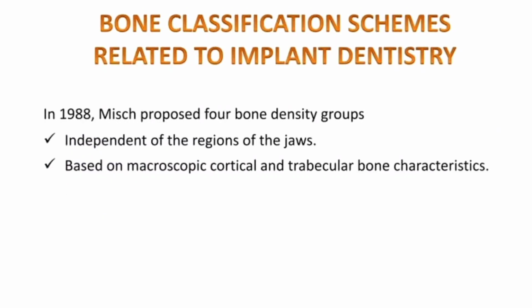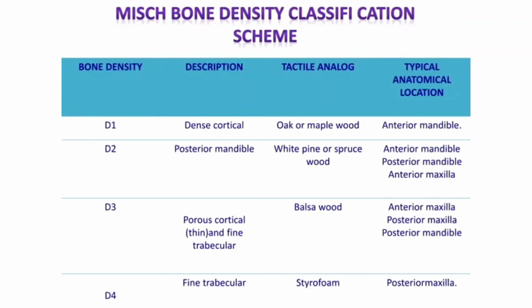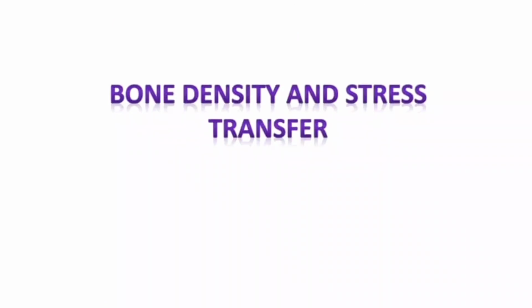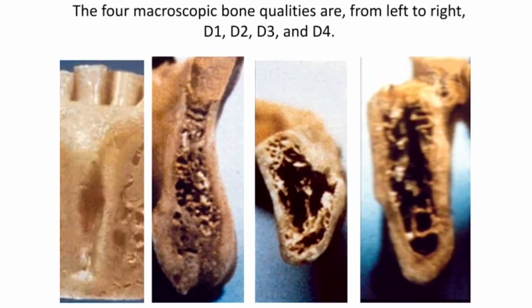In 1988, Misch proposed 4 bone density groups independent of the regions of the jaws, based on macroscopic cortical and trabecular bone characteristics. D1: dense cortical, oak or maple wood, anterior mandible. D2: white pine or spruce wood, posterior mandible, anterior mandible, anterior maxilla. D3: porous cortical, thin, and fine trabecular, balsa wood, anterior maxilla, posterior mandible. D4: fine trabecular, Styrofoam, posterior maxilla. The 4 macroscopic bone qualities are, from left to right, D1, D2, D3, and D4.